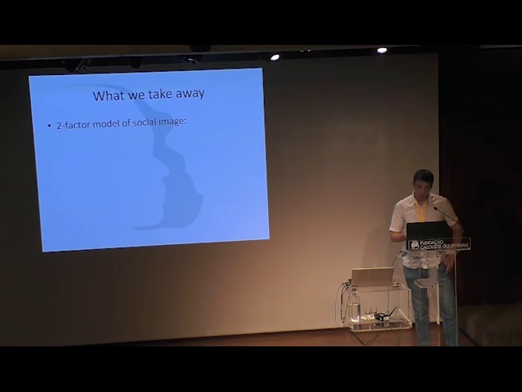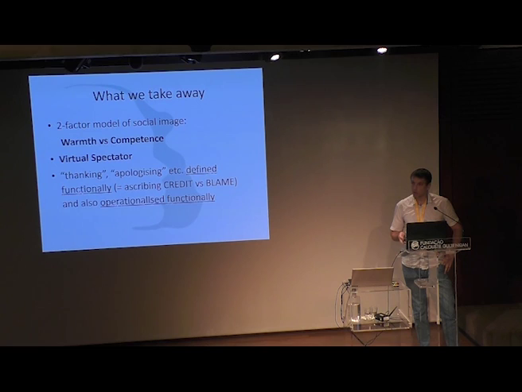So what we take away is a two-factor model of social image, warmth versus competence in a trade-off. The notion of virtual spectator, which is necessary to explain situations when there are no actual observers. And we take functional operationalizations of a linguistically polite language, right? So we do not start from linguistic exponents of linguistic politeness, but rather functional categories like thanking, apologizing, and so on.